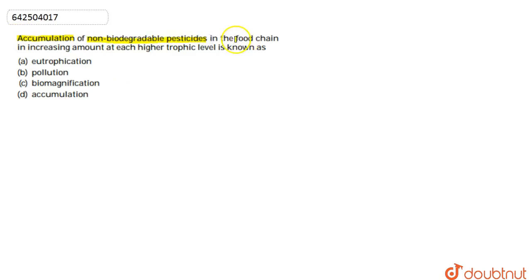If we talk about this question, we are asked that the accumulation of non-biodegradable pesticides in the food chain in increasing amount at each higher trophic level is known as. Basically, as we know, in our crop fields we use pesticides and fertilizers, and these are non-biodegradable in nature.